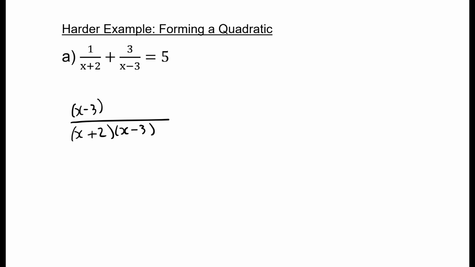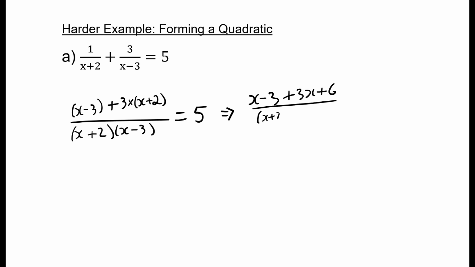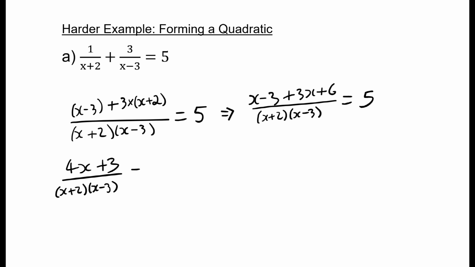The second fraction, you've multiplied top and bottom by x plus 2. So I need to have 3 times x plus 2. And all of that equals 5. I can expand on the top. So I have x minus 3 plus 3x plus 6 over x plus 2 x minus 3, and that equals 5. Just to neaten up the top, we have 4x plus 3, all of that over x plus 2 times x minus 3, and that all equals 5.